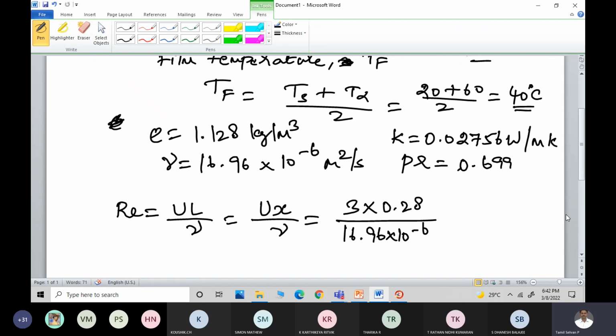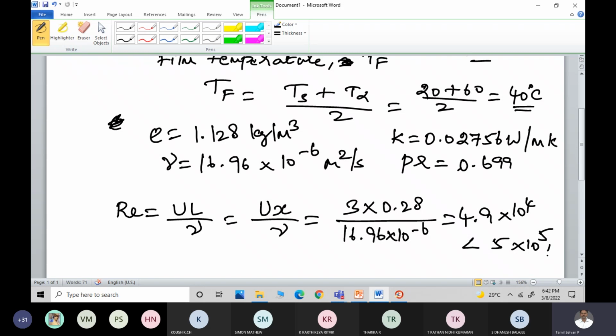How much does it come to? 49,528.3, so 4.9 into 10 power 4, which is lesser than 5 into 10 power 5.